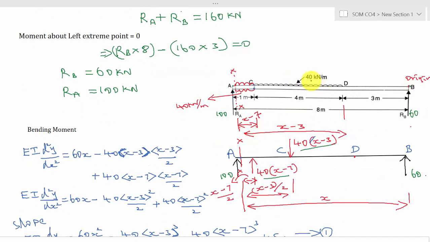And this 40 is converted into 40 into x minus 3 at a distance of x minus 3 divided by 2. And the 40 in the opposite direction is converted into 40 into x minus 7 at a distance of x minus 7 by 2. And you can consider these two as point loads and you can proceed with the problem.